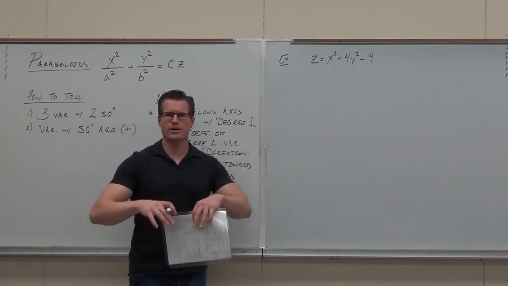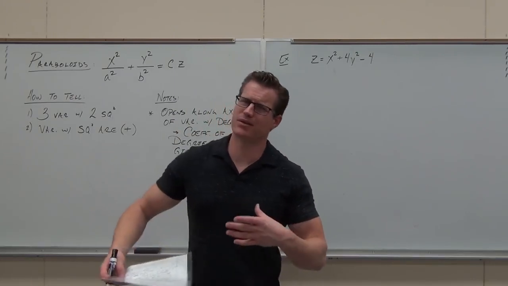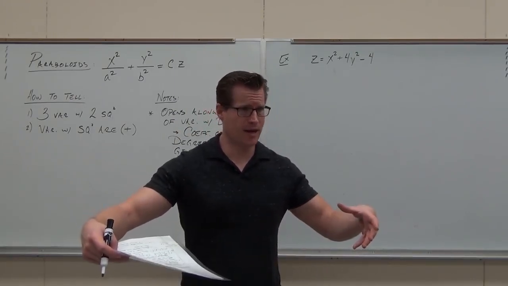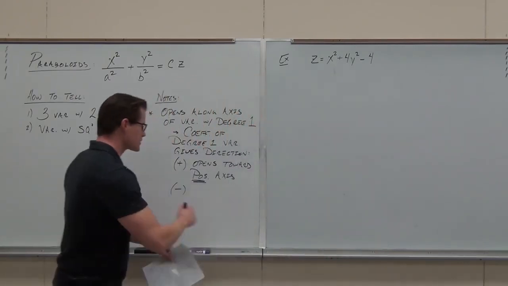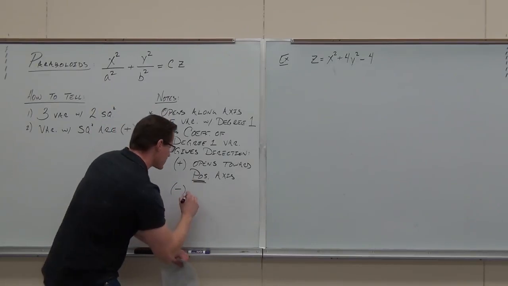And negative means it opens the other way. You can think up and down, but unless we're talking about the z, up and down doesn't really work that well. So I want to talk about it opening towards the positive part of that axis or the negative part of that axis. So with a negative coefficient, this paraboloid would open towards the negative part of that axis.